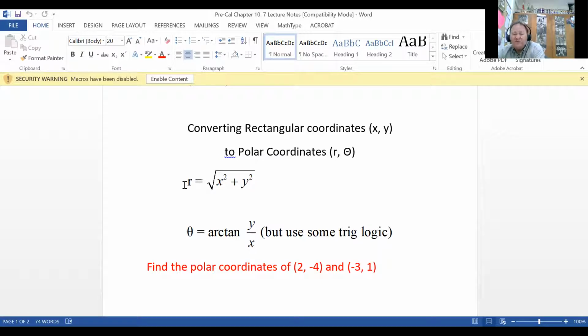So r is always equal to the square root. Remember, if you take the square root of a number, it's always going to be positive, unless it's a negative number under the radical. If you square a number, if it's positive, it's going to be positive, and if it's negative, it's still going to be positive. So we're going to have a positive number under that radical, so r will always be positive for our case when we're converting. All right. So if you know x and y and you want r and theta, r is going to be the square root of x squared plus y squared. It is the Pythagorean theorem after all.